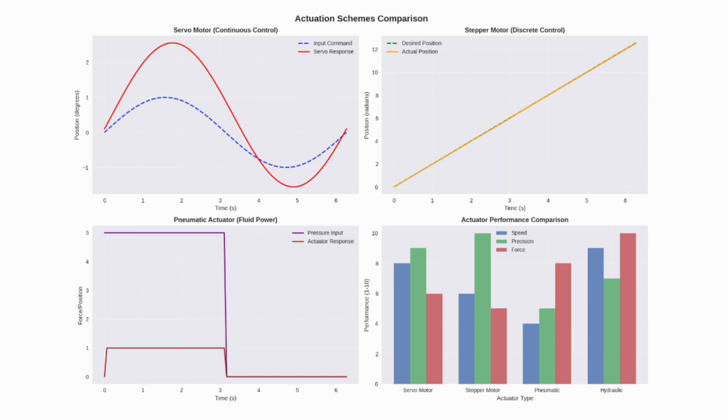The pneumatic actuator or fluid power can be looked into the pressure input and actuator response, whereas actuator performance comparison goes with speed as blue, precision is green, and force is red. And you can see servo motor, stepper motor, pneumatic, and hydraulic, how actuator type actually performed on a 1 to 10 scale. These are the results of the code that I wrote in the Colab.